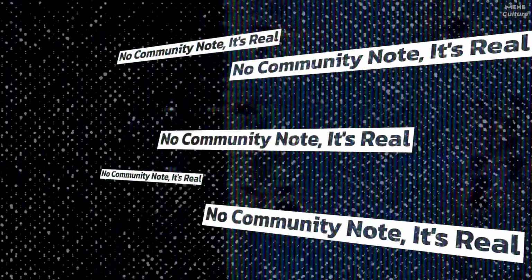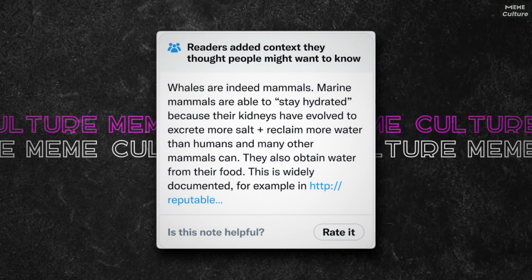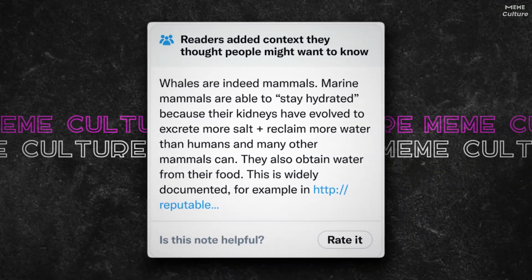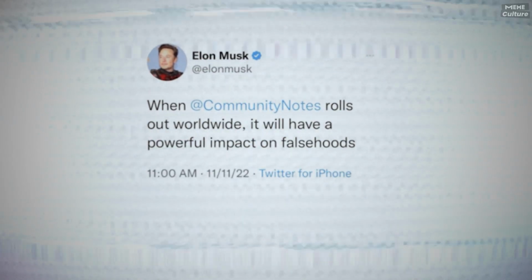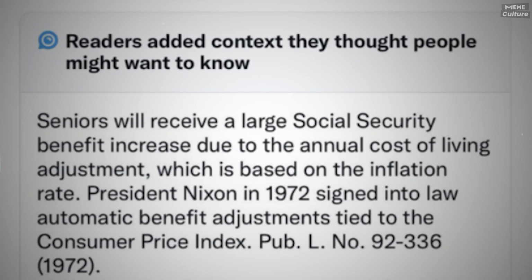The phrase, "No community note, it's real," is a joke used on Twitter. It mocks posts that haven't been fact-checked by other users. On Twitter, people can add community notes to provide additional information or corrections if a post seems misleading.